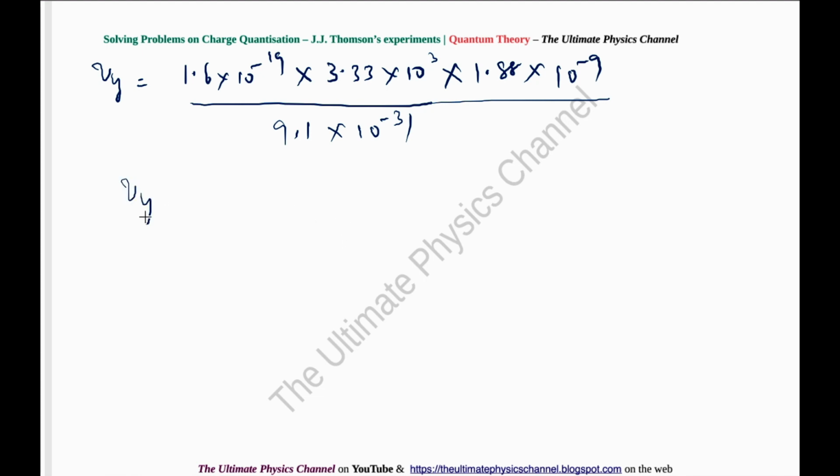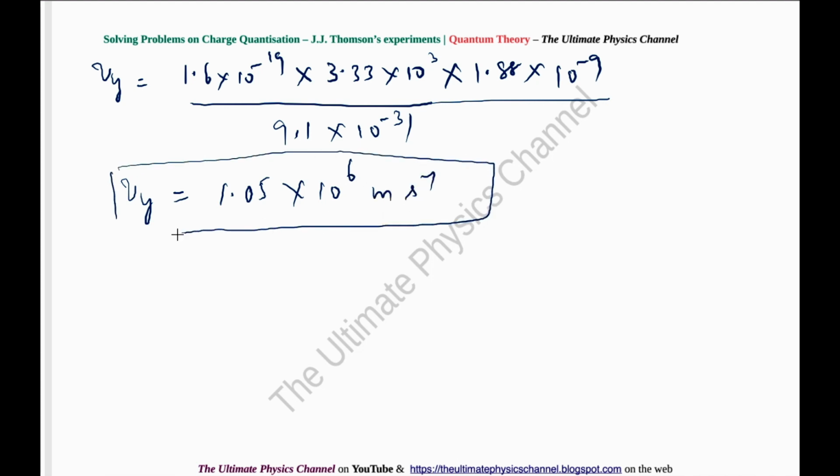So if you do the calculations, you get 1.05 times 10 power 6 meters per second. So that is the vertical component of the velocity. The horizontal component of the velocity Vx remains unchanged, whereas the vertical component is this value, 1.05 times 10 power 6 meters per second. So that completes this problem. Let's move on to the next one.